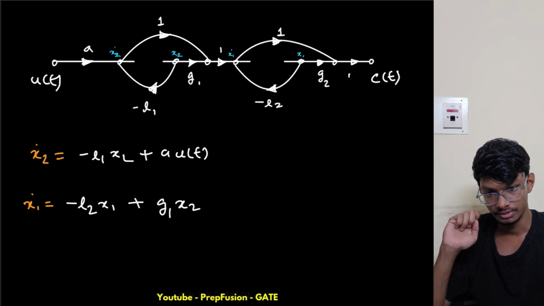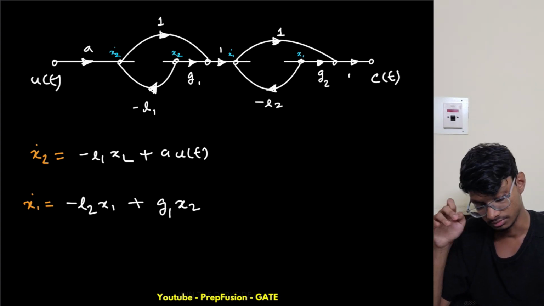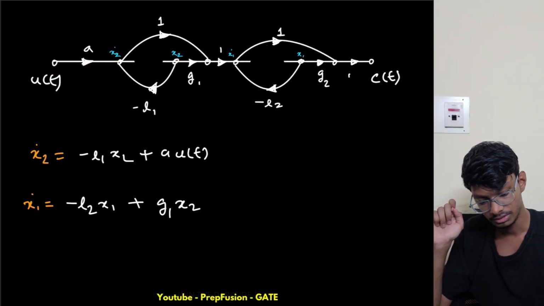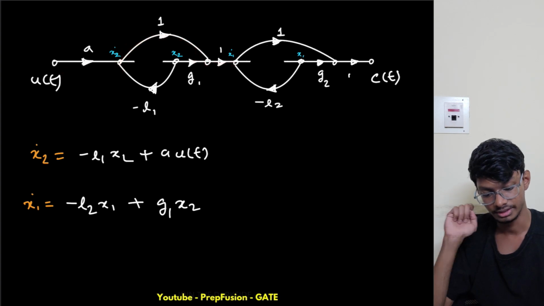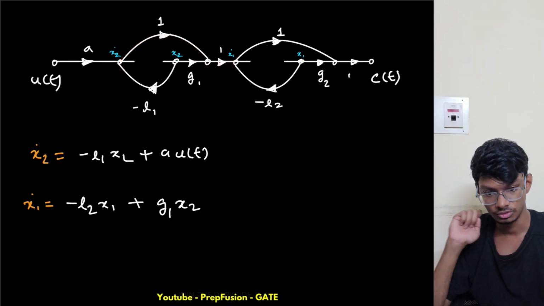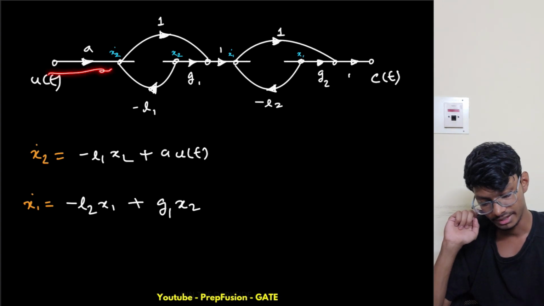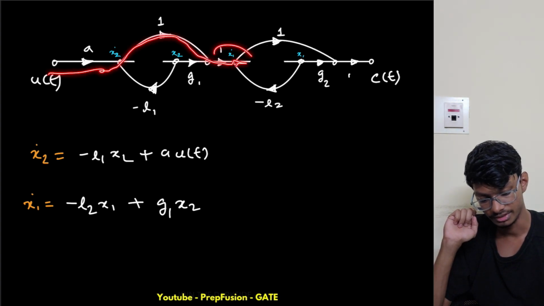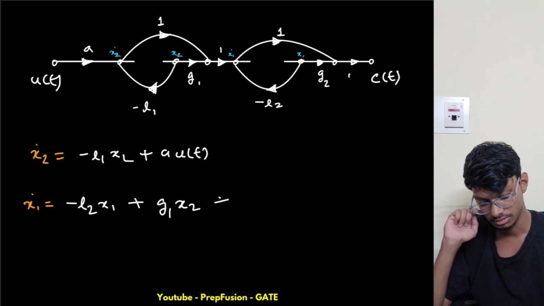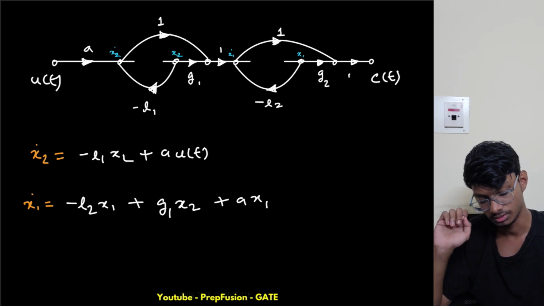Now let me do this for the input. Is there any input path? I can go from here to here. Yes, there is an input path, so don't forget the input also. Input is again a times 1, a times 1. So I am getting the x1 dot, so this is plus a times u of t. Plus a times u of t.